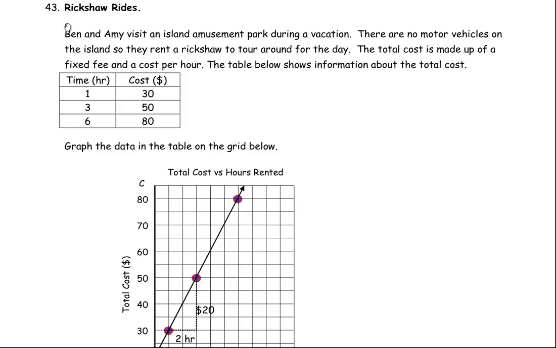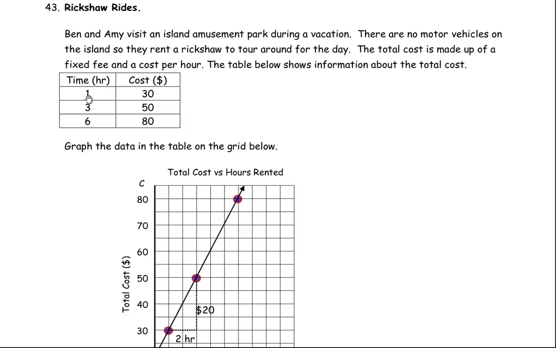Question 43 for Linear Relations EQAO practice questions for grade 9 applied, and it's entitled Rickshaw Rides. Ben and Amy visit an island amusement park during a vacation. There are no motor vehicles on the island, so they rent a rickshaw to tour around for the day. The total cost is made up of a fixed fee and a cost per hour. The table below shows information about the total cost.